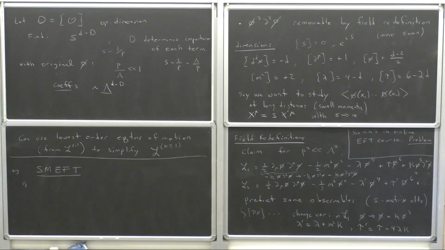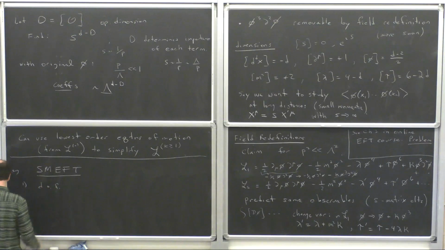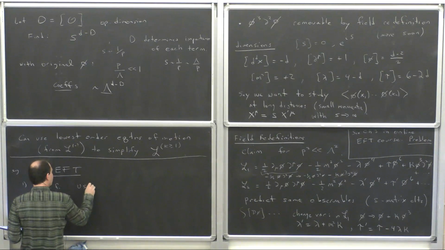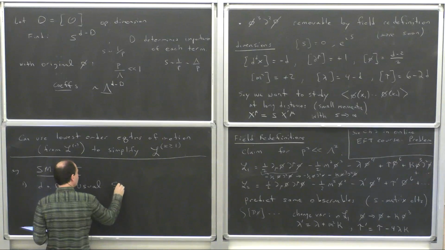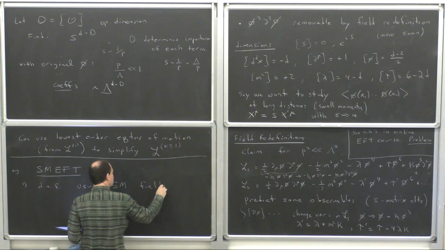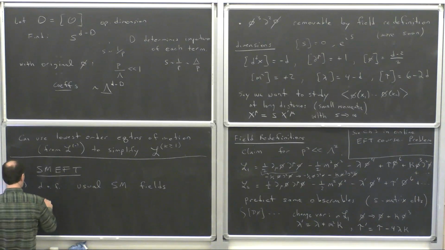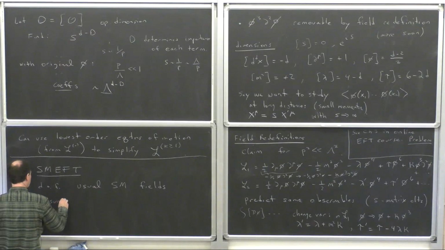Well, we should go through the steps of designing our effective field theory. And of course, this one's already been done, so I'll just tell you what the results are. For the degrees of freedom, these are just the standard model fields. For the symmetries, we are going to assume some things.